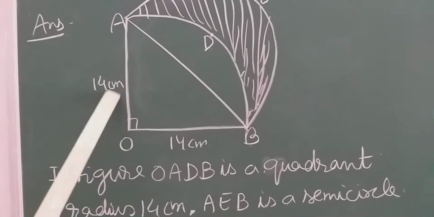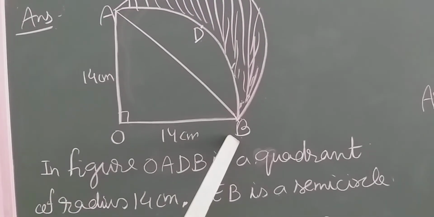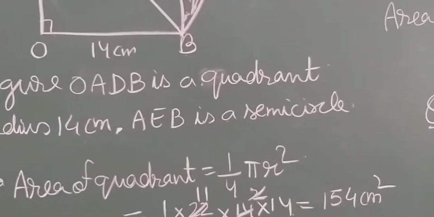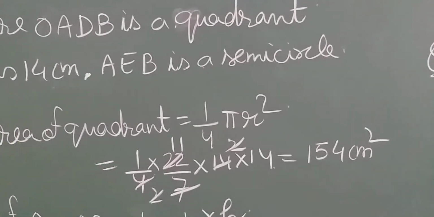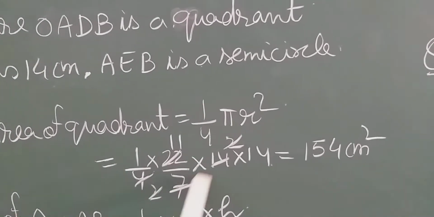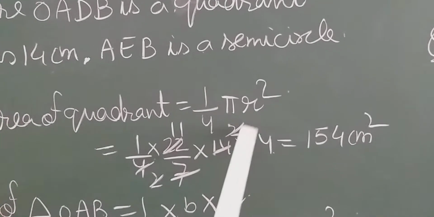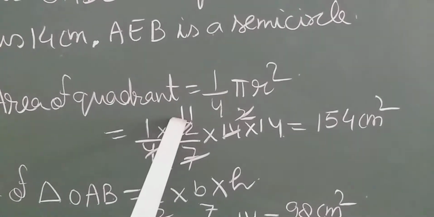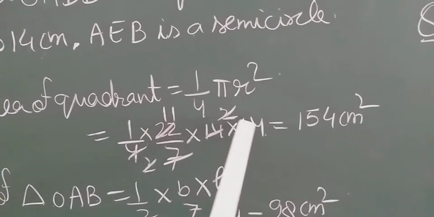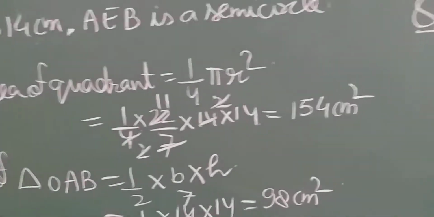Let us first find the area of the quadrant. Area of quadrant formula is 1 upon 4 pi r square. 1 upon 4, pi value 22 upon 7, radius 14 into 14. 7 twos are 14, 2 elevens are 22, 11 multiplied by 14 is 154 centimeter square.